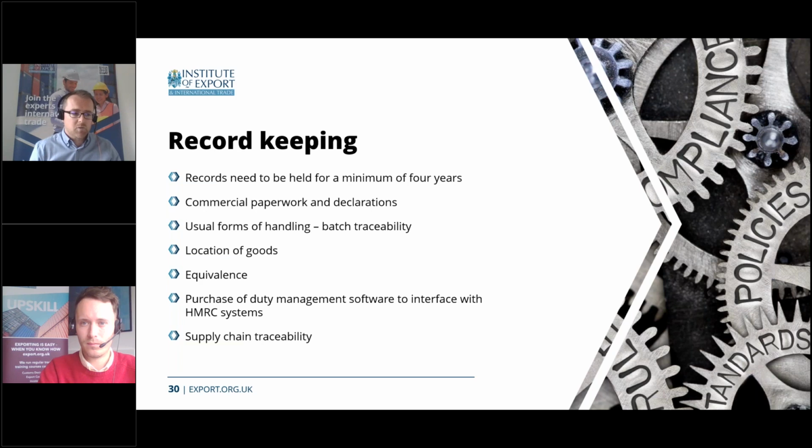And ultimately that supply chain traceability, which will come down to customs declarations, goods receipts, inventory control, and records of payment, proof of receipt of payment, going to be vital in record keeping.